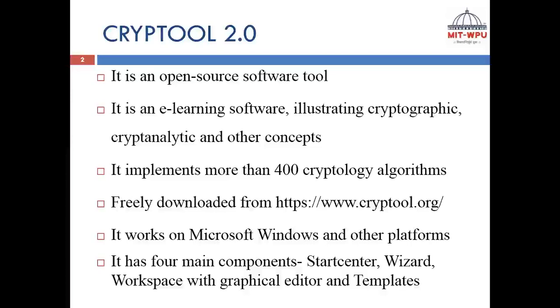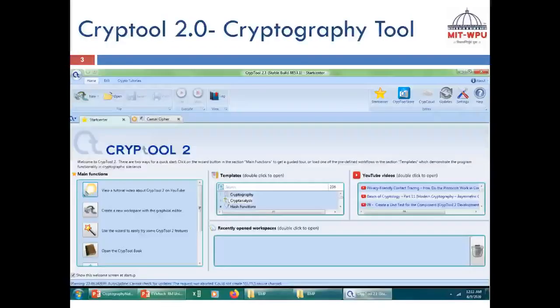This Cryptool 2.0 primarily has four main components. It's called a Start Center, Wizard, and then we can see the workspace with the graphical editor and templates. So let me show you how the dashboard of this Cryptool looks. This is the front screen, or we call it the dashboard of Cryptool 2.0. This dashboard has, as I mentioned, the primary components. They are related to the wizard, which is shown here.